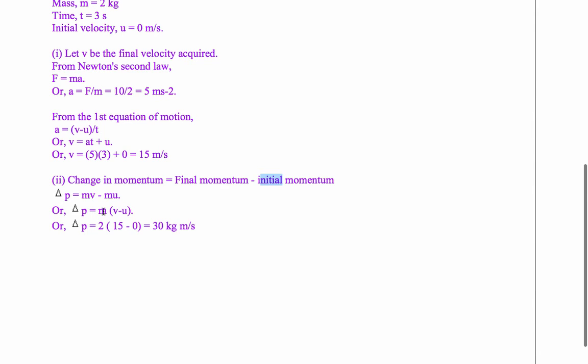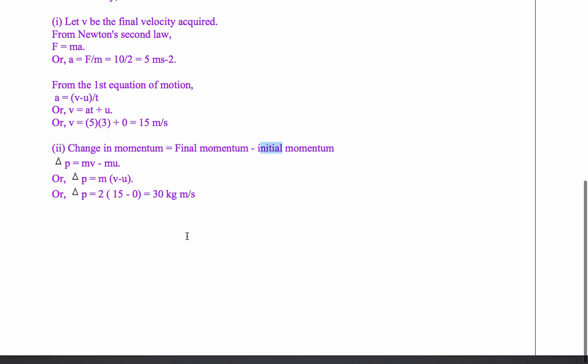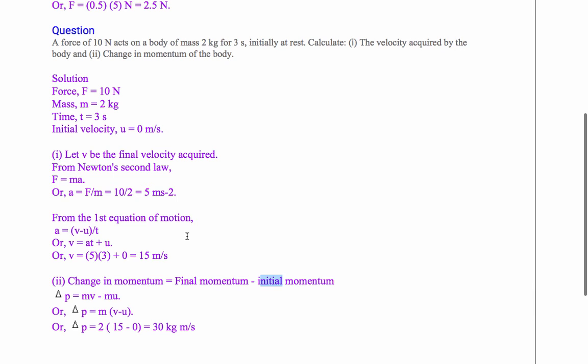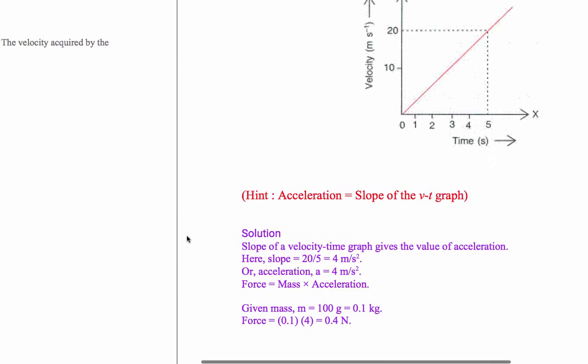So m is common, v minus u. Mass is 2, this is given in the question, 2 kg. So that we have substituted. Final velocity we will take 15 meter per second minus initial, which is 0. So 15 minus 0 is 15 only. 15 2s are 30. So we get the change in momentum as 30 kg meter per second.